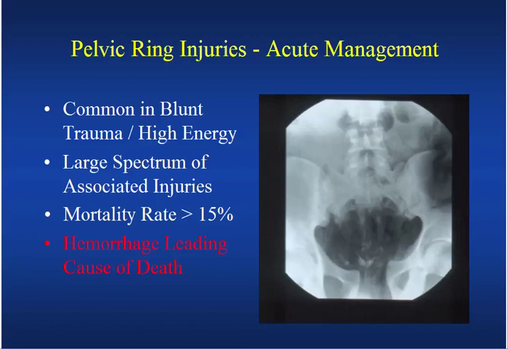Well, remember that pelvic ring injuries are very common in blunt, high-energy trauma. There's a large spectrum of associated injuries, and the mortality rate, if you look at all patients with significant pelvic ring injuries, can be as high as 15%. Not all of them necessarily die from their pelvic injury itself, but it is an indication of significant high-energy trauma. And if a patient presents with a significant pelvic fracture and they have subsequently died, then hemorrhage is usually the culprit.